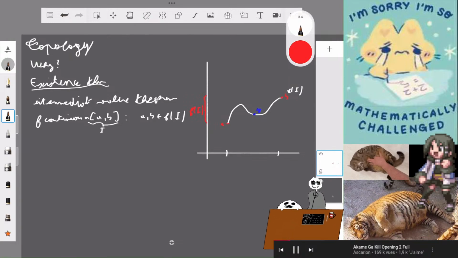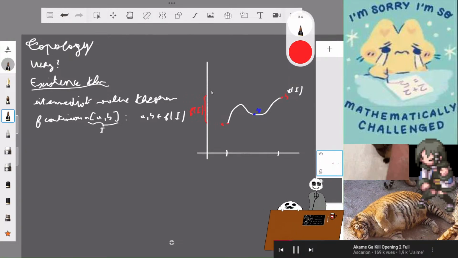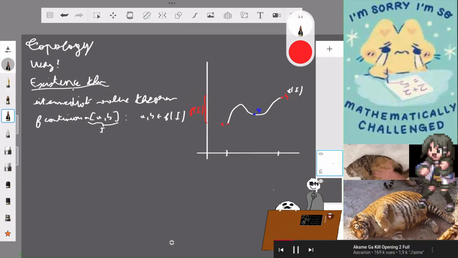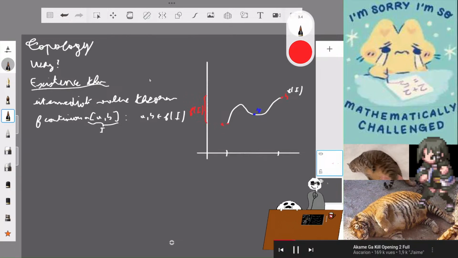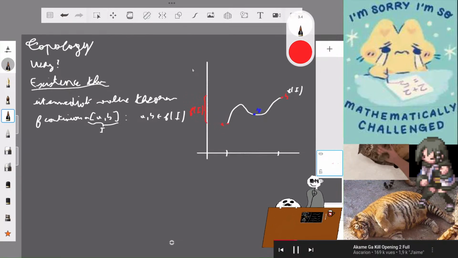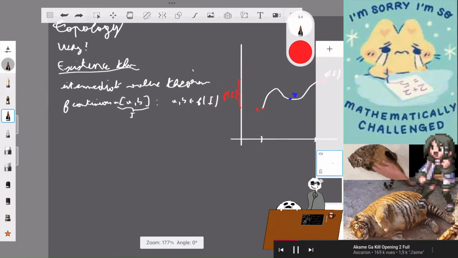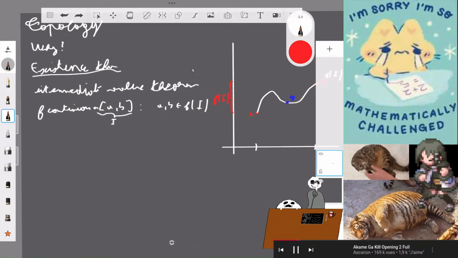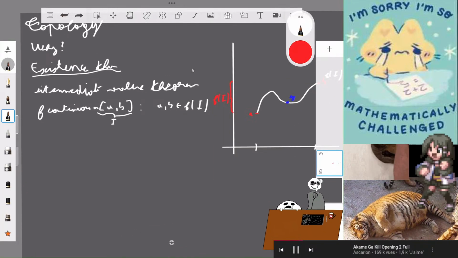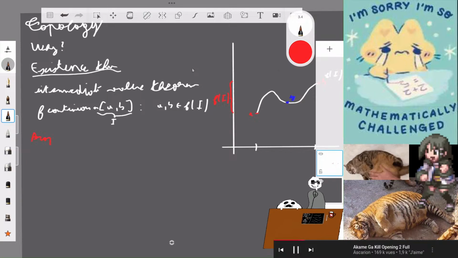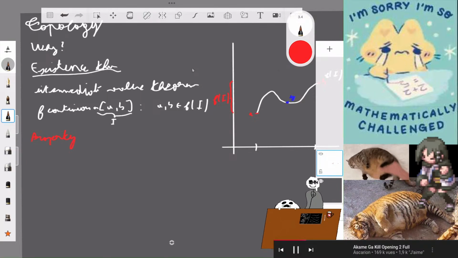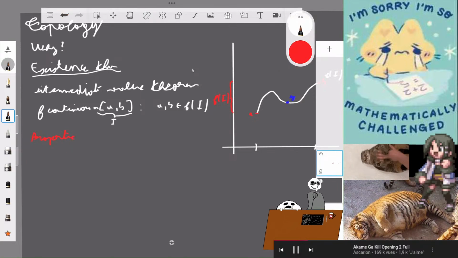Topology properties. There we go. The circle. Now still examples. Oh no, never mind. There's the definition of topology. No, not the definition. Property. Properties. Easy.